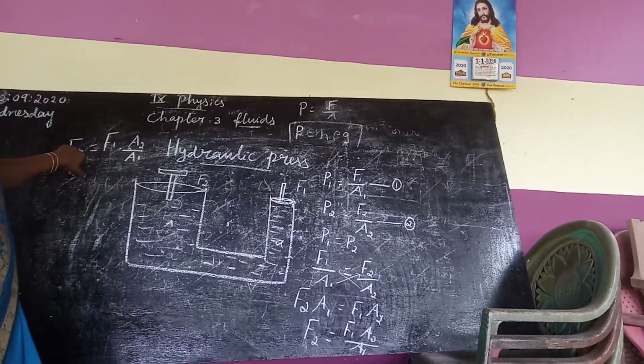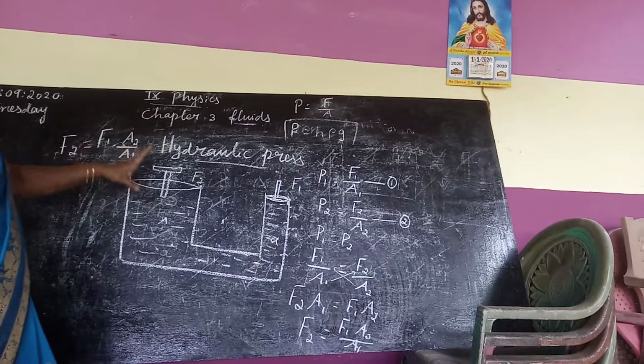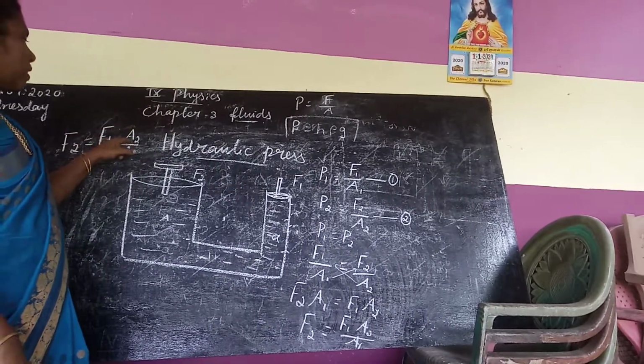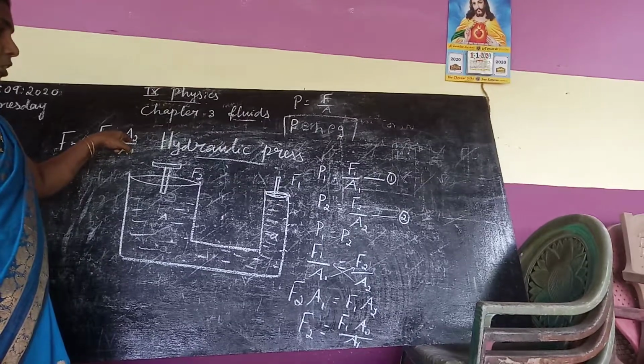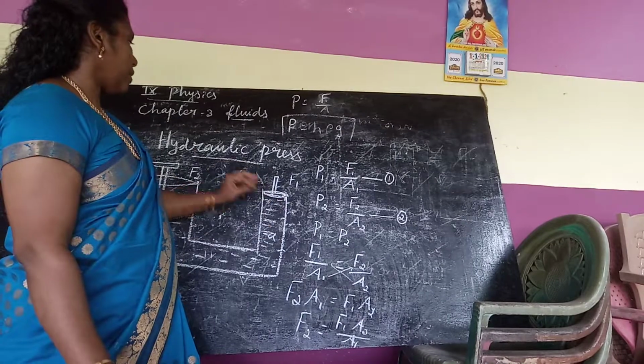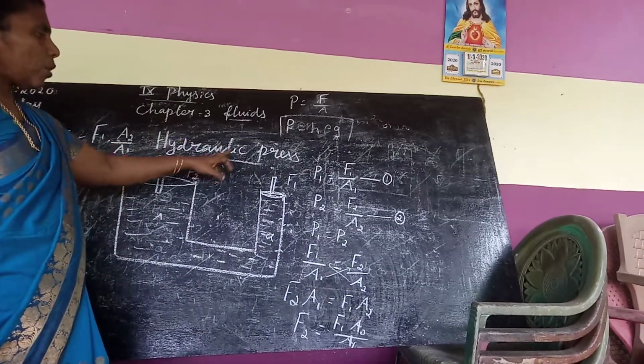What is F2? The force acting on the largest cylinder. F1, the force acting on the smallest cylinder. A2, area of cross section of the largest cylinder. A1, area of cross section of the smallest cylinder. So this is about the hydraulic press.